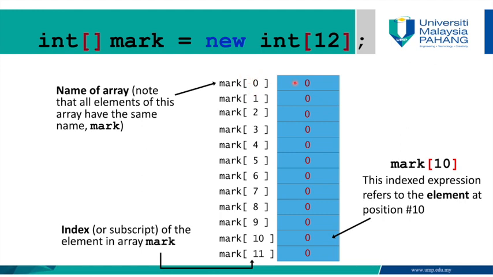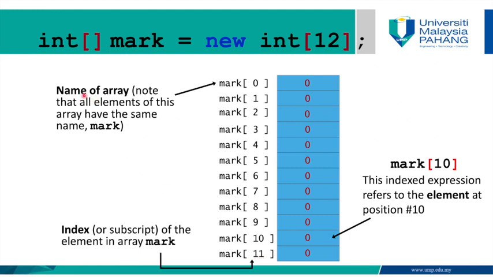So if you want to refer to a value in this table, you have to refer to the position here. Okay, since the size is 12, the position will start with 0 and will end with 11. Okay, so 12 minus 1, 11.